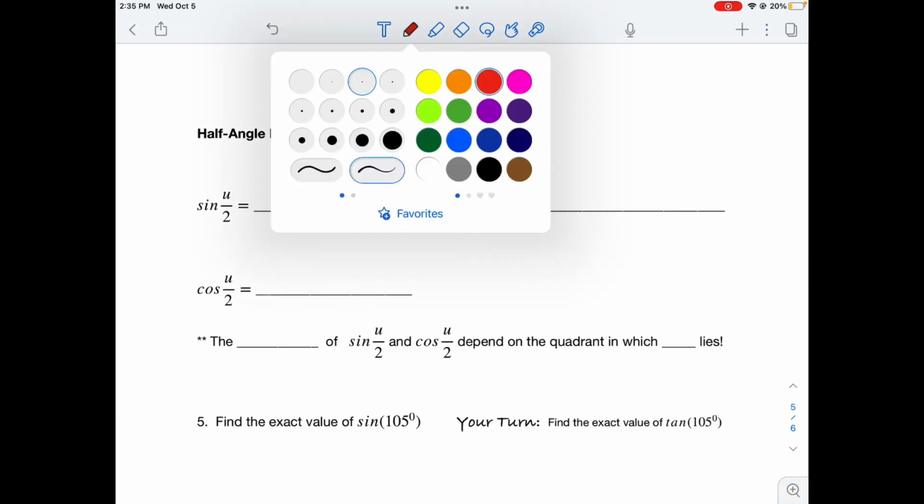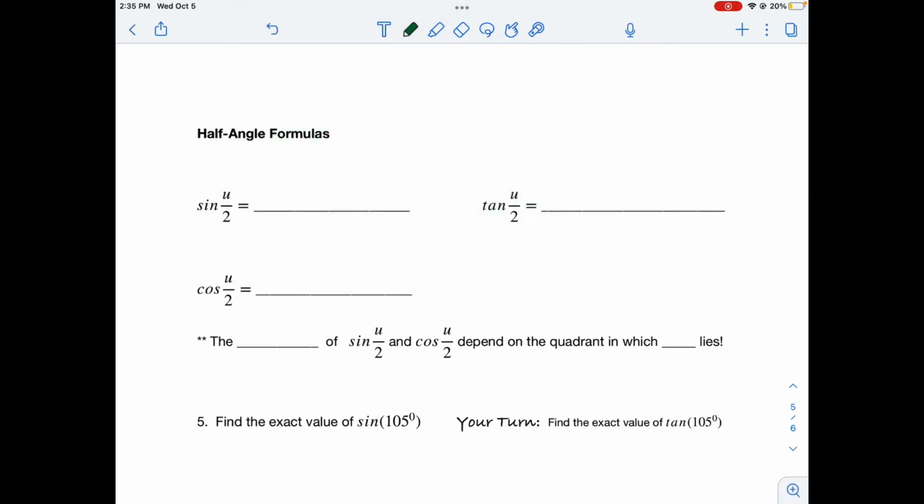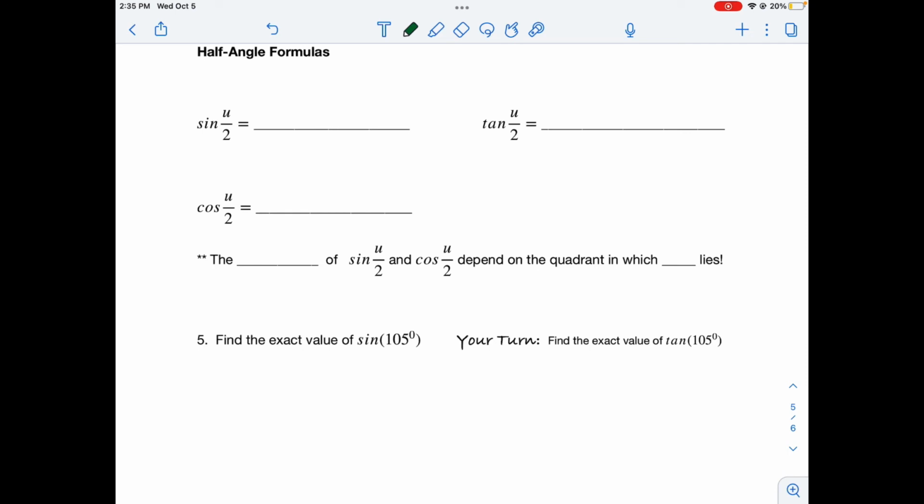Next, we're going to learn something called the half angle formulas. So here, if you have an angle divided by 2, you can apply these half angle formulas. So we're going to start with sine of u divided by 2. I could rewrite sine of u divided by 2 as plus or minus the square root of (1 minus cosine of u) divided by 2.